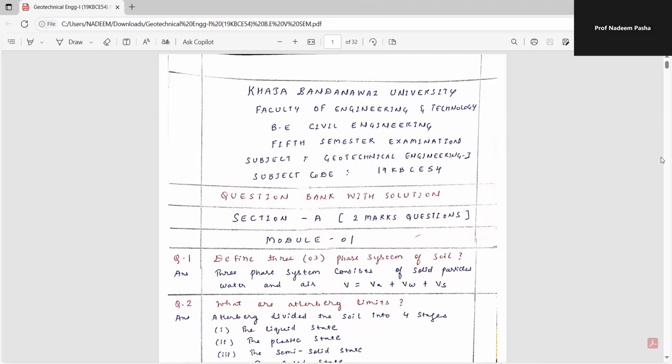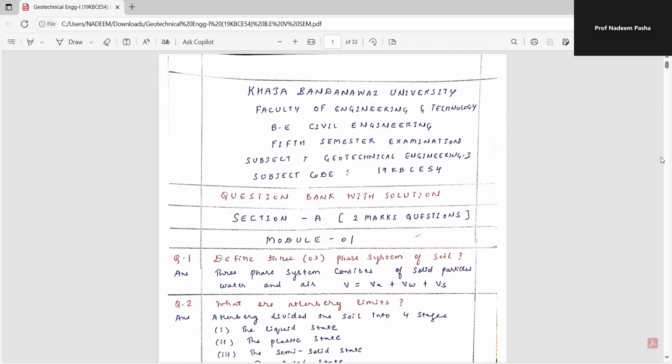It all started with module 1, where we studied what we mean by a three-phase system. So soil is considered to be a three-phase system consisting of water, air, and solids. So the total volume V is equal to VA plus VW plus VS.